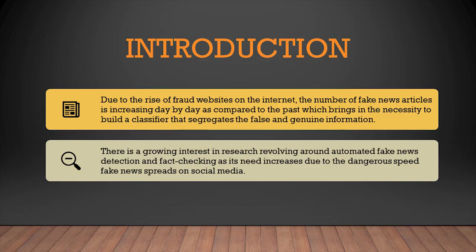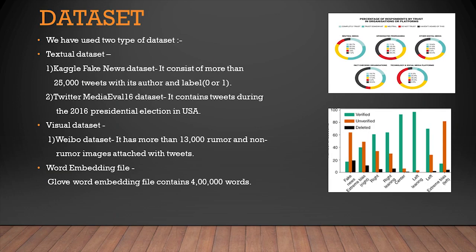The main aim of our project is to apply deep learning techniques for detecting fake news, that is misleading news which comes from non-reputable sources. The dataset used for fake news detection is divided into two categories, textual dataset and visual dataset. Textual dataset contains the Kaggle fake news dataset and the Twitter MediaEval 2016 dataset, which contains tweets from the US presidential election in 2016.